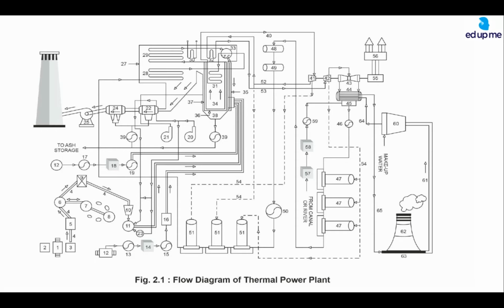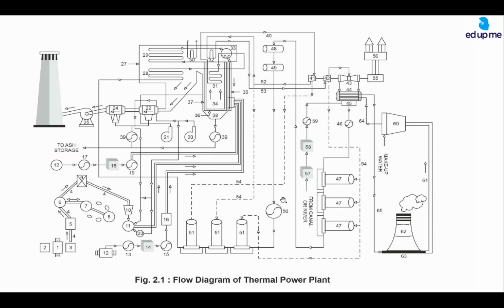So this heated water will be going to the deaerator 48. There, if at all air content has come up, it will be removed. And the deaerator is more or less at a height of 30 meters, right? And to take it to 30 meter height, the condensate extraction pump will work. Then 49 is the feed water storage tank. From the feed water storage tank, the water is taken to 50, the boiler feed pump.